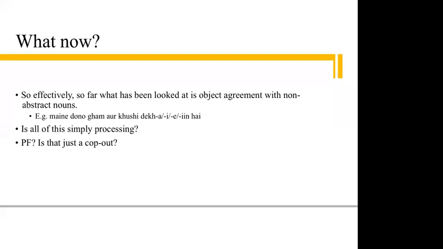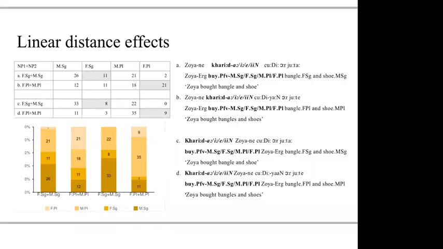Shubham has a question. How is linear effect different from scrambling? In these examples it's not actually clear. Shubham, you're right, I did not explicitly test for linear distance. Linear distance would be something like Zoya ne churi aur juta aur churiyan bazaar jaake kharida, kharidi. There are a lot of intervening things between the noun and the thing that the agreement has to happen on. So yes, well spotted.